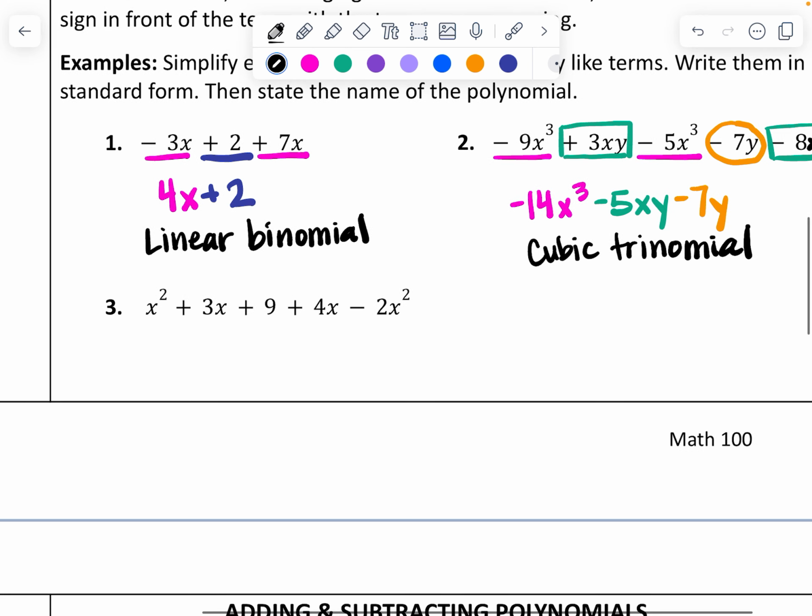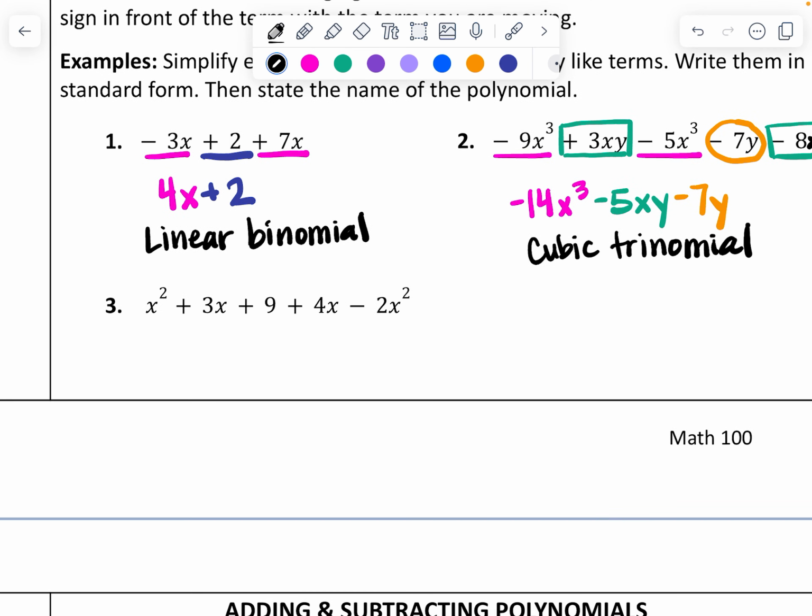Number 3, starting with x squared, that's the highest exponent. We're going to combine 1 and negative 2. So that would be a negative 1 or just negative x squared. We can combine 3x and 4x, which is positive 7x. And then the last one would be 9, nothing to combine that with.